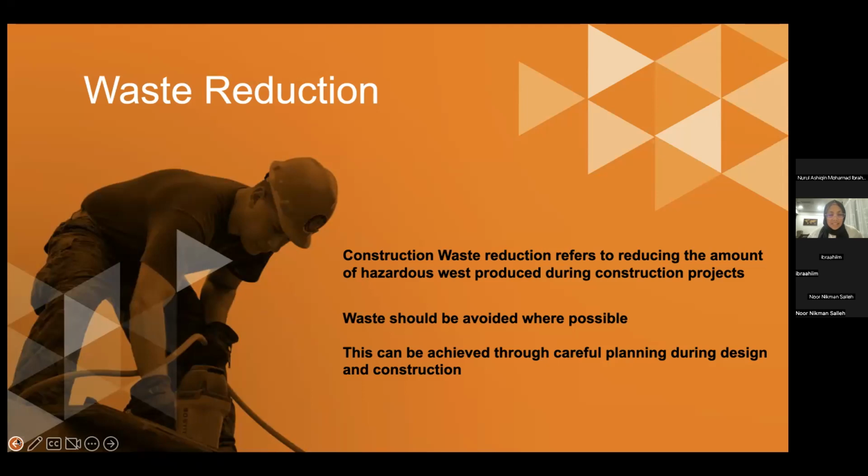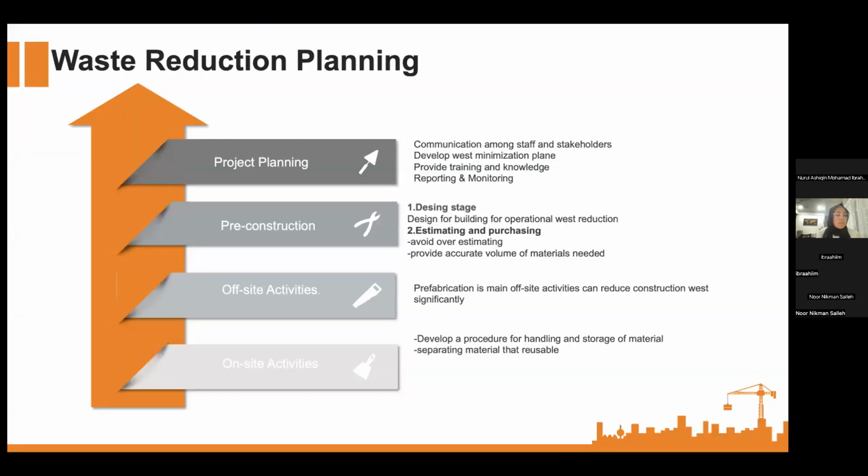Construction waste reduction refers to reducing the amount of hazardous waste produced during construction projects. As we know, the construction industry generates a lot of waste, so waste should be avoided where possible, and this can be achieved through careful planning during design and construction. This is the waste reduction planning. The first is project planning, which involves communication among staff and stakeholders, a waste minimization plan, training, knowledge, reporting and monitoring, which is controlling and planning.